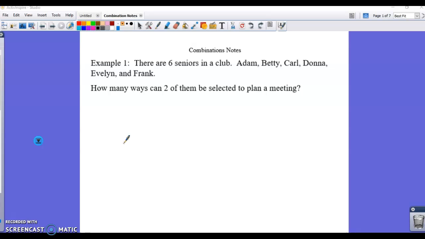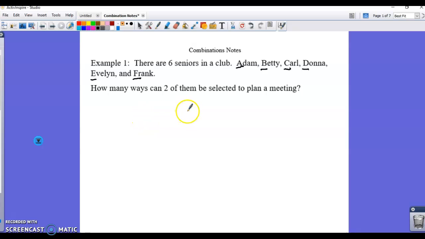So your first example: there are six seniors in a club, Adam, Betty, Carl, Donna, Evelyn, and Frank. I did that on purpose so that we can just call them A, B, C, D, E, and F, and not write out their whole first name. So, how many ways can two of them be selected on a planning committee?